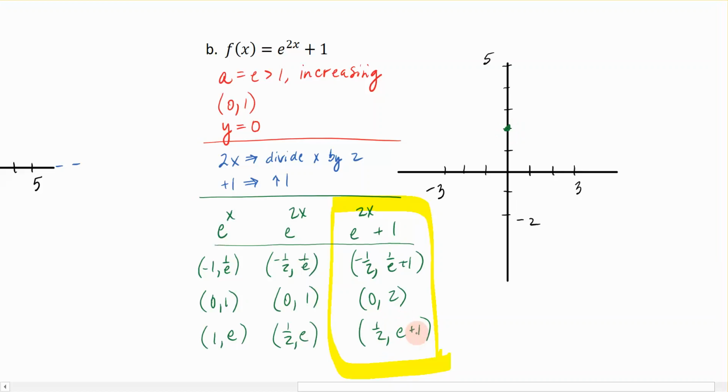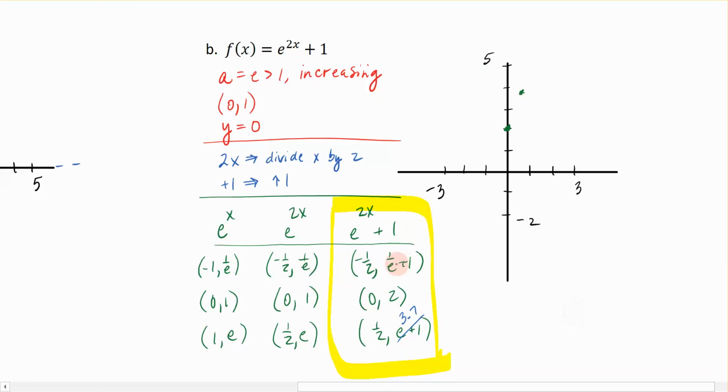Well, let's just kind of guesstimate here. e plus 1. e is 2.7, so 2.7 plus 1 would be approximately 3.7. So I am now at 1/2, 3.7, which is, I don't know, roughly up there.